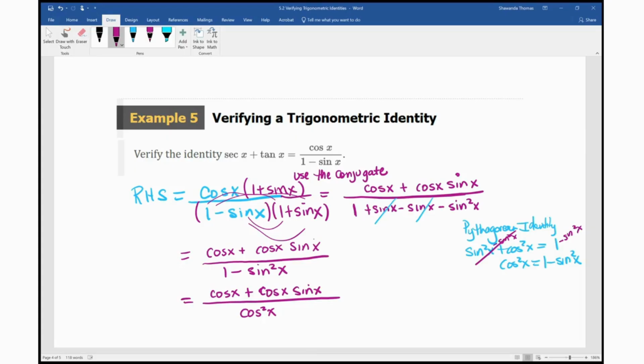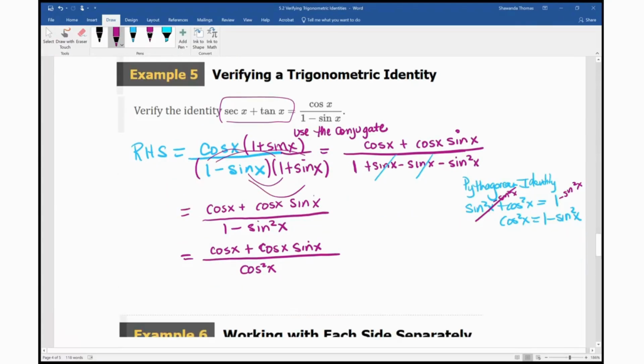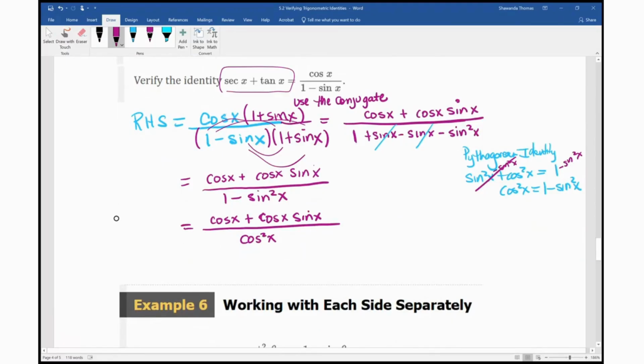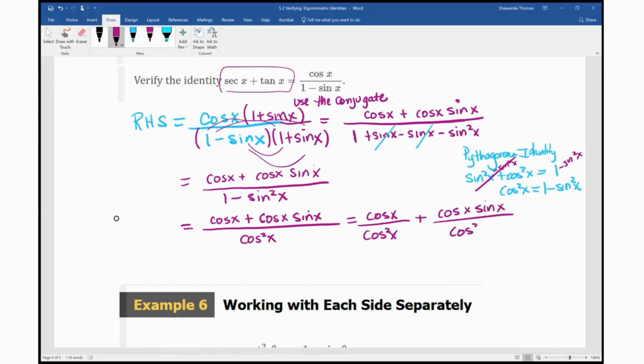All right. So we still haven't made it because we need to figure out how we get to secant x plus tan x. Does anybody see anything that we can do now? What would you do now? All right, so all you have to do now is just split it up. You put cosine x over cosine squared x, and you put cosine x sine x over cosine squared x.